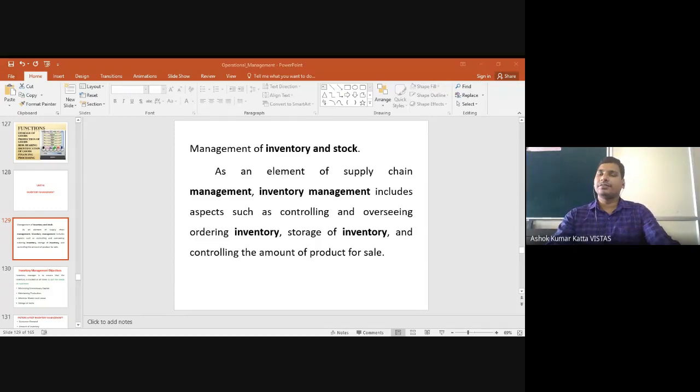The whole process is covered by a single term called supply chain management. From the raw material stage, how the product was converted and reached the end buyer, everything comes under a single heading as supply chain management.